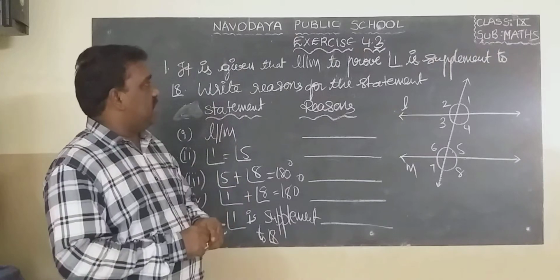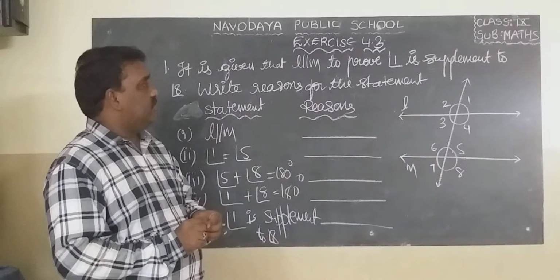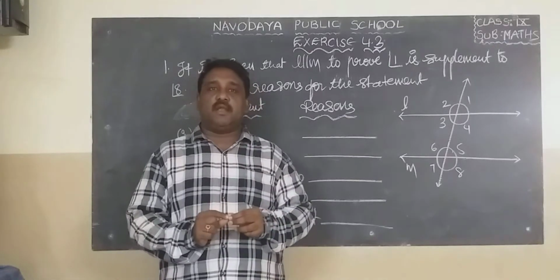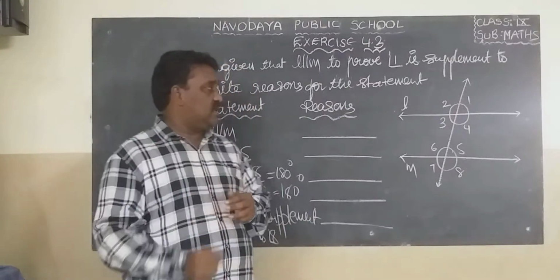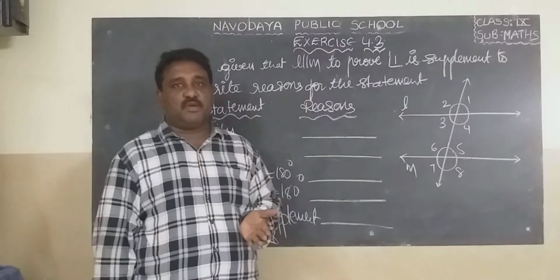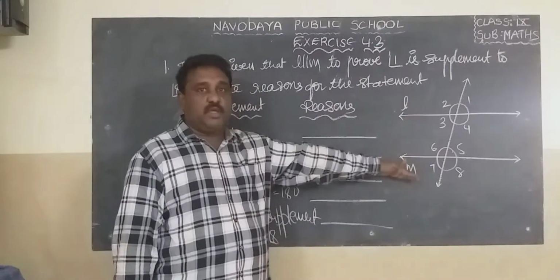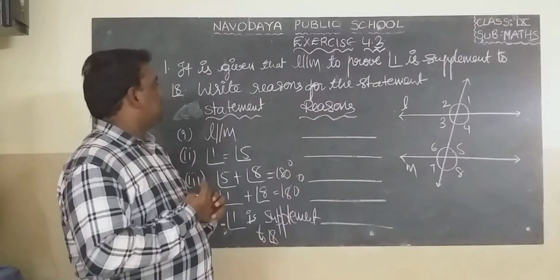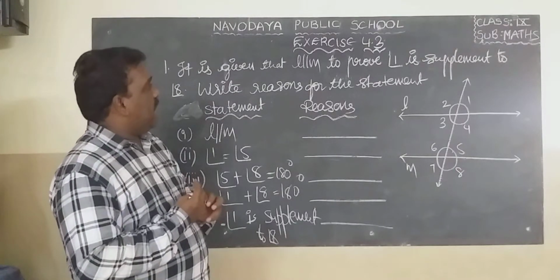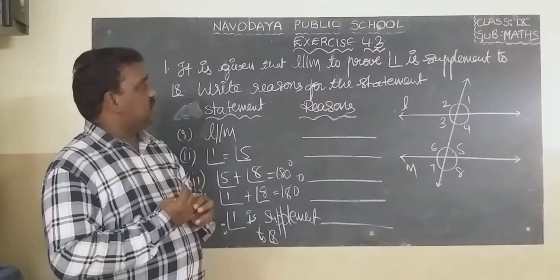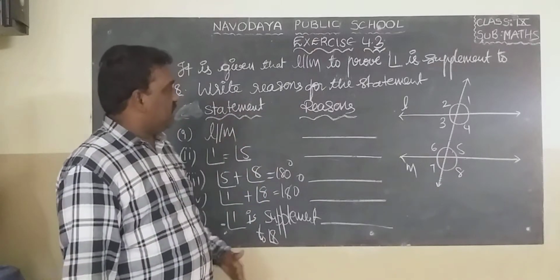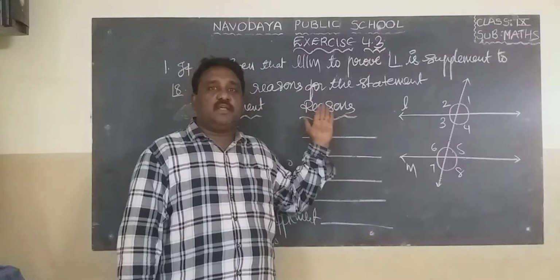It is given that L is parallel to M. So two lines are visible to you in the diagram. L is parallel to M. Actually 3 lines are there. The third one becomes the transversal. L is parallel to M, it is given. So prove that angle 1 is supplement to angle 8. Write reasons for the statements. Some statements are given and they ask you to write the reasons.